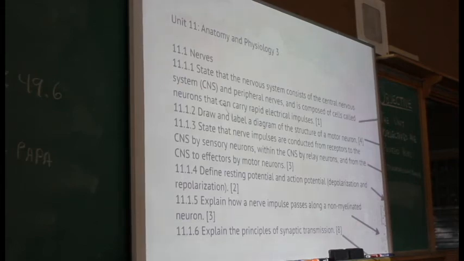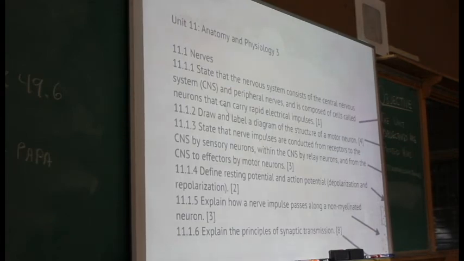Other questions about the first 4 objectives? There are more objectives. Yeah, I can get you more. Let's look at number 5. How does a nerve impulse pass along a non-myelinated neuron? So there are 2 types of neurons that we're going to look at.